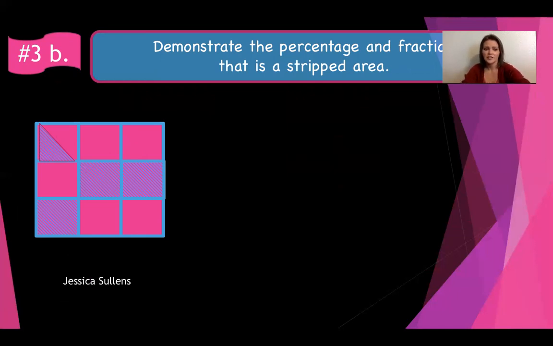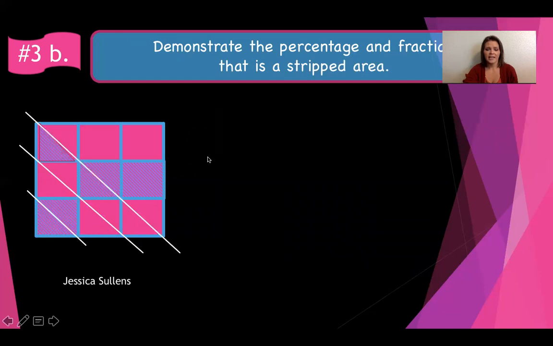Since we started with 9 squares, I'm going to add lines into each one. By adding these, we are doubling how many squares we have. So we know there are 18 in all now, because 9 times 2 is 18. We're going to put our 18 in our denominator, but we need to know what to put in our numerator.